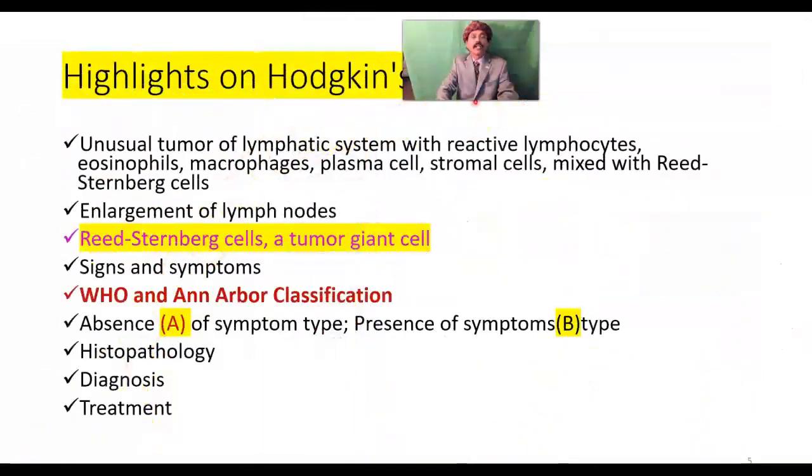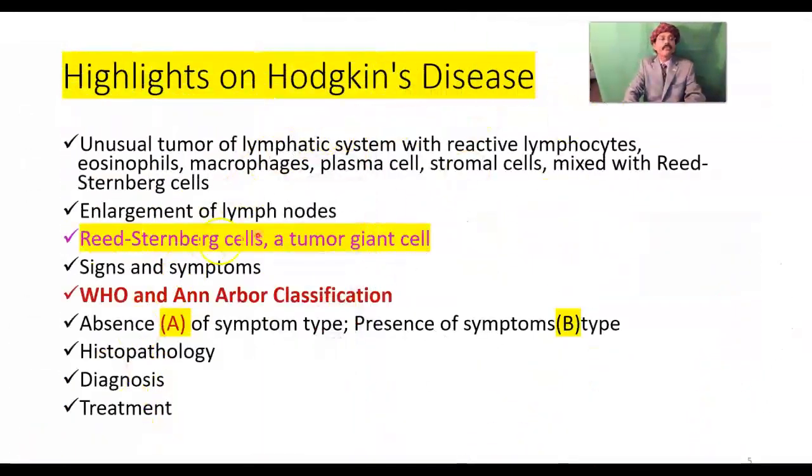So these are the highlights on Hodgkin's disease. An unusual tumor of the lymphatic system with reactive lymphocytes, eosinophils, macrophages, plasma cells, and stromal cells, mixed with Reed-Sternberg cells. This is very important: the Reed-Sternberg cell is only present in Hodgkin's lymphoma. In non-Hodgkin's lymphoma, there is no Reed-Sternberg cell.